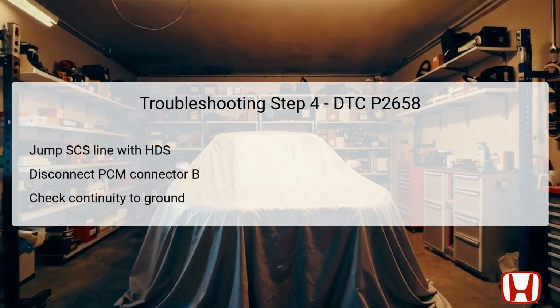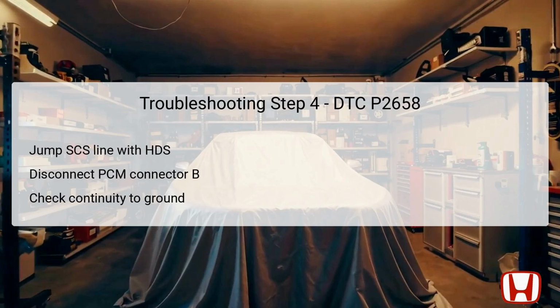Once the resistance has been measured, the next troubleshooting step involves jumping the SCS service check socket line using the Honda Diagnostic system. This process is integral to helping diagnose issues that may not be apparent through initial tests. Following this, you will disconnect the PCM connector B, which consists of 49 pins, to allow access to the electrical connections specific to this module.